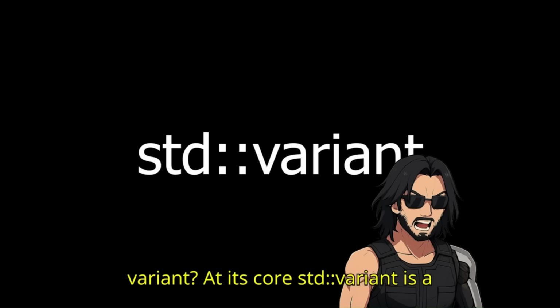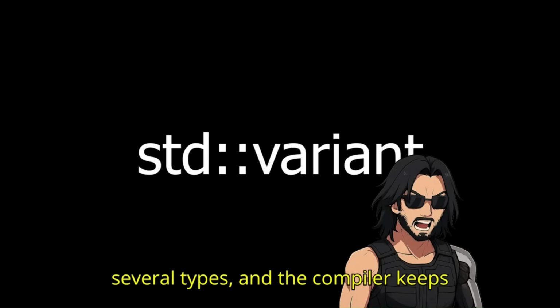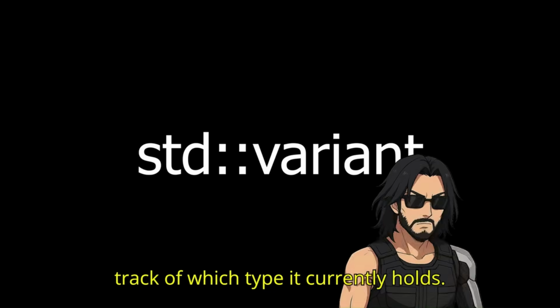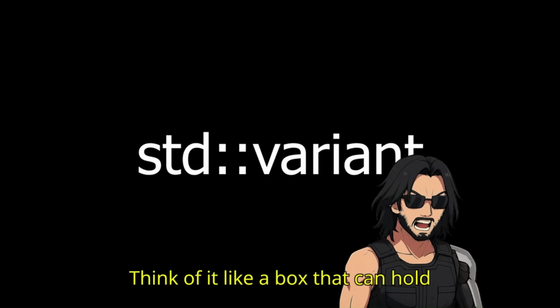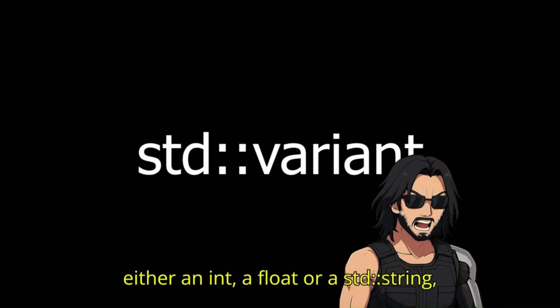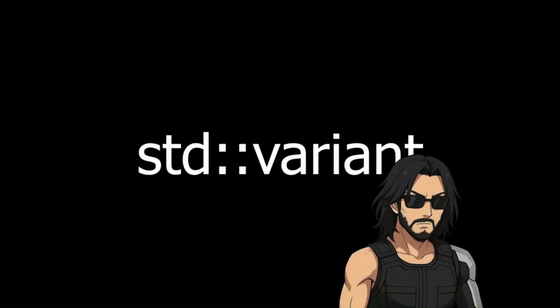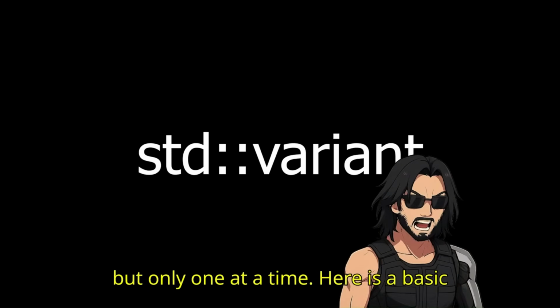So what is a variant? At its core, std::variant is a type safe union. It can hold one of several types, and the compiler keeps track of which type it currently holds. Think of it like a box that can hold either an int, a float, or a std::string, but only one at a time. Here is a basic example.